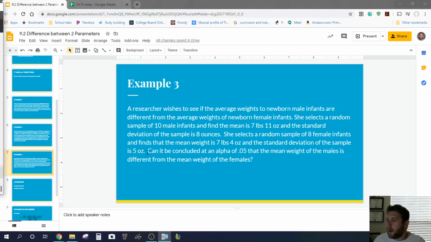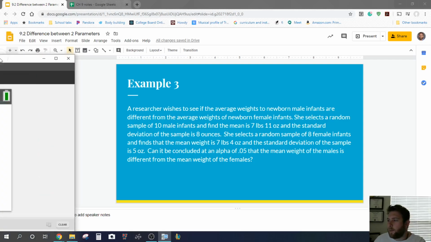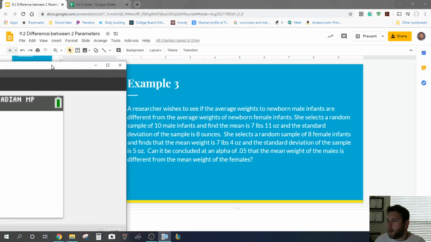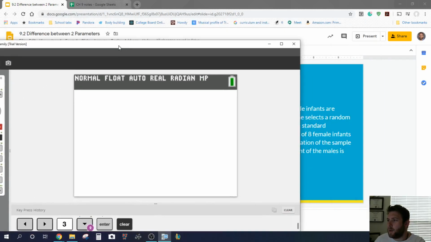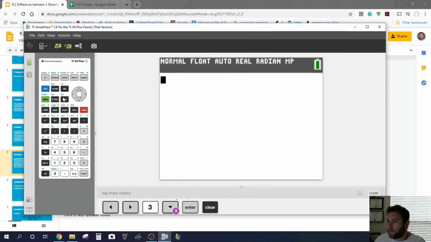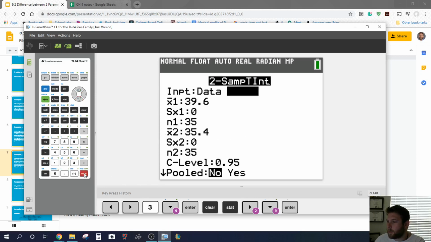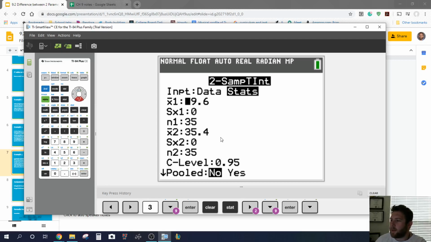Okay, so I'm going to go to pounds just because that's what I want to do. We're going to do a confidence interval first. 2-sample t interval, and then we're going to go ahead and put in all our information. Don't worry about whether it's pooled or not. Just leave that as no. Do not mess with that. It's going to ask you that. Don't worry about it. That's for future courses to help you with.